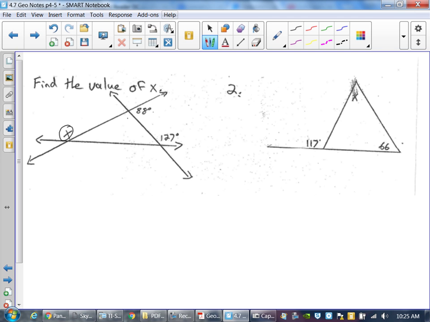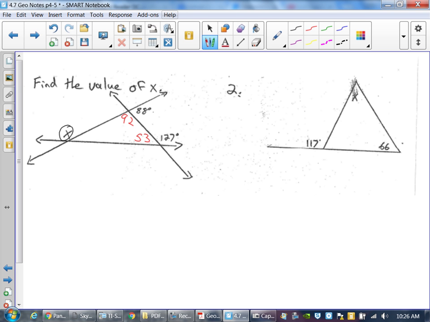The way to start is by figuring out the interior angles, because then I can find a supplement without too much of a hassle. So what is the supplement of 88? 92, good. So I start by bringing it inside the triangle, and I get a 92. I do the same thing for 127, and I believe it's 53.